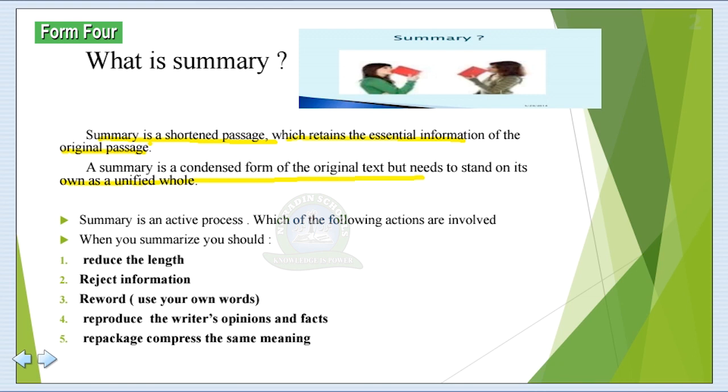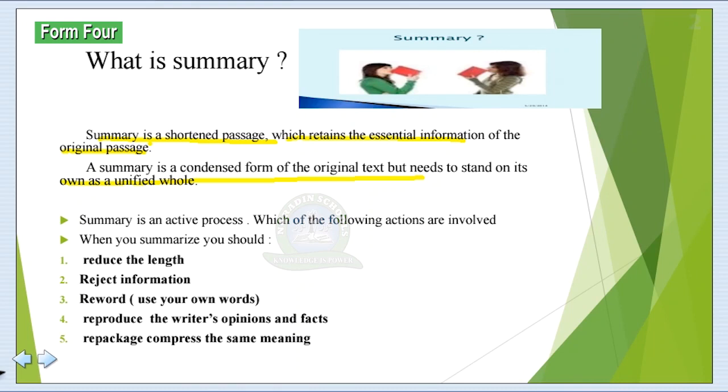Summary is an active process. Which of the following actions are involved? First, when you want to make a summary, you should reduce the language. Reduce the language. For example, if your passage is 150 words, you need to summarize only 50 words. We're going to take an example.